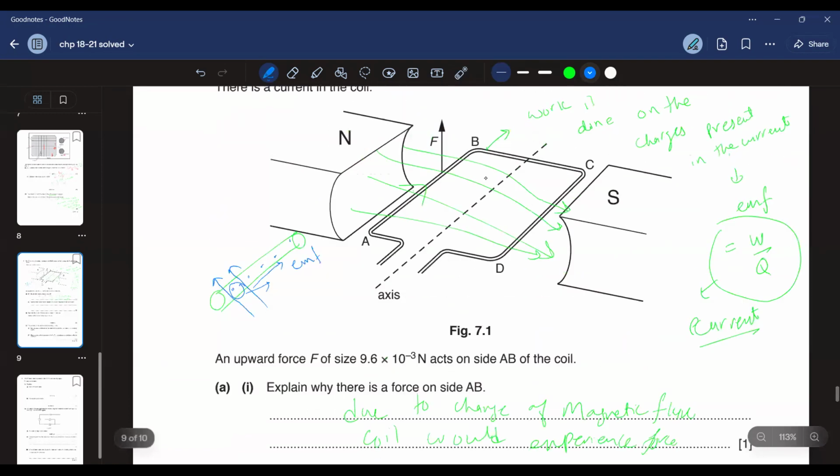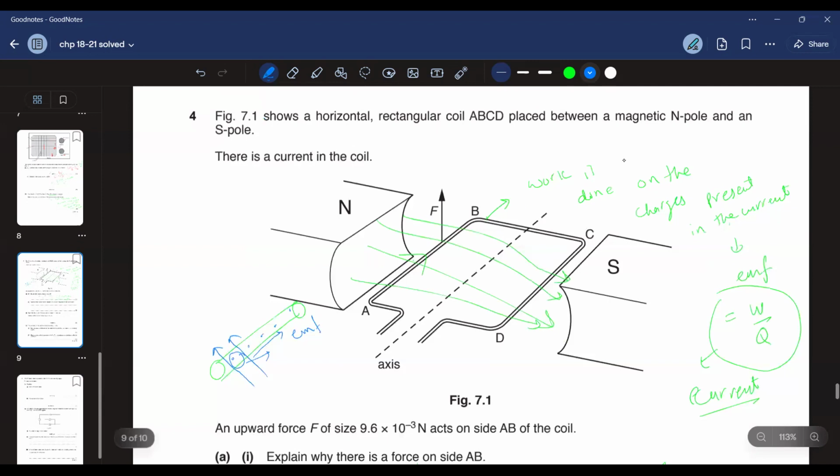Okay. Now, to deal with this question, they have asked us to find out.